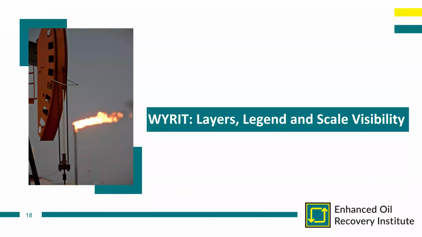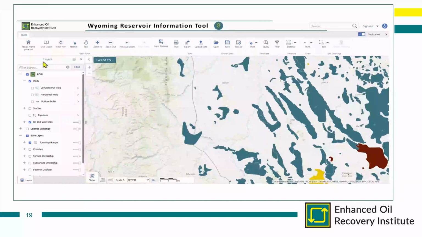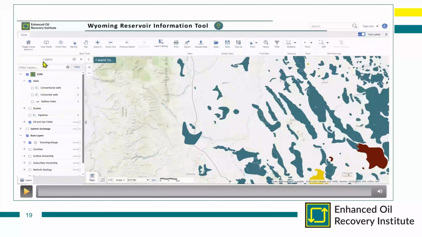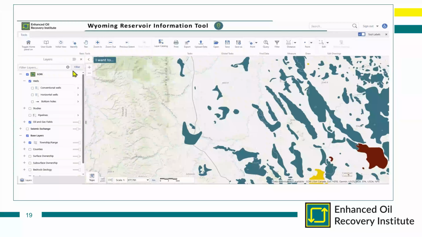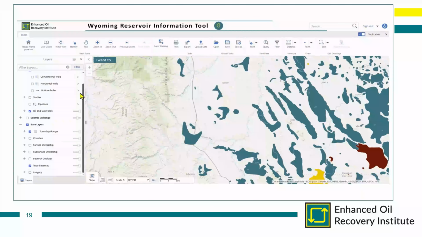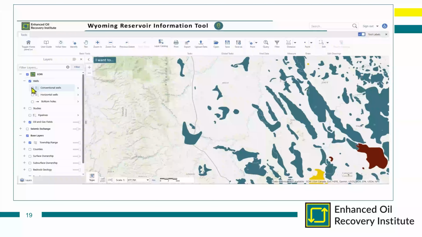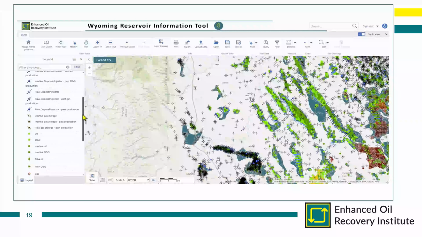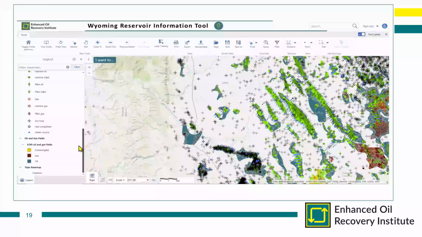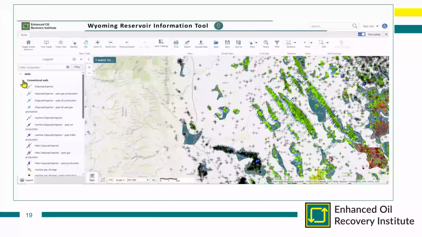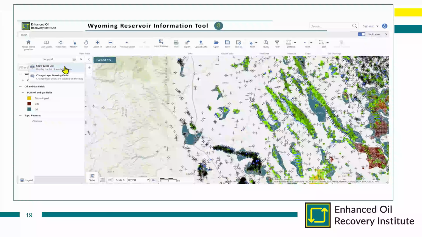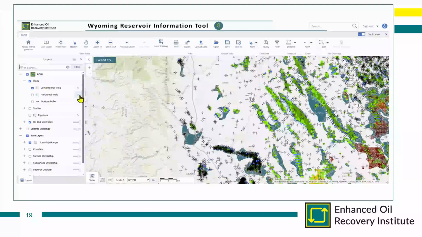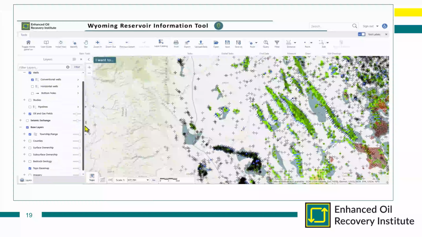Layers, legend, and scale visibility. Here's the layer list. Let's go ahead and hit play for this little video. The layer list on the left-hand panel. We're going to toggle on the conventional wells layer. And there they appear. We're going to go up to that hamburger stack, and we're going to click on legend. Notice now you can see all the symbology for that layer. You can minimize that if you need to. We're going to go back to that stack and turn the layer list back on. These little arrows and slider bars give you access to layer visualizations and transparency control.